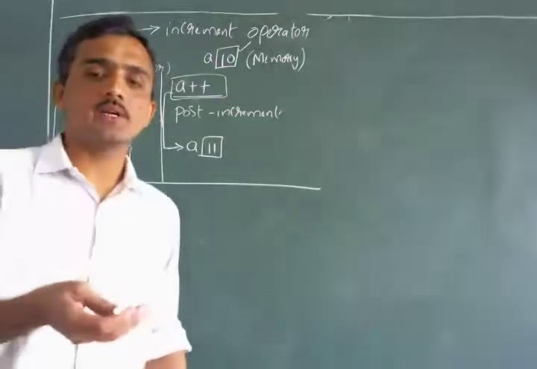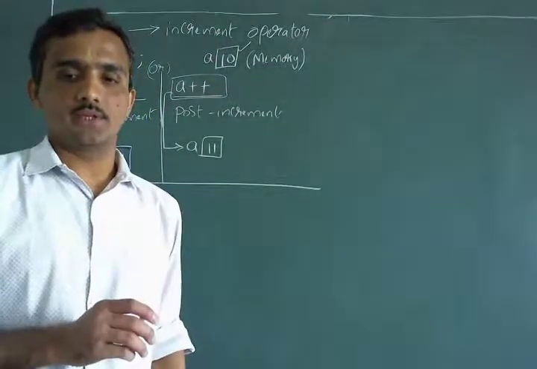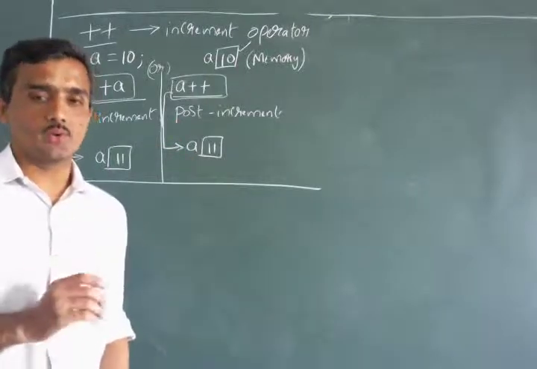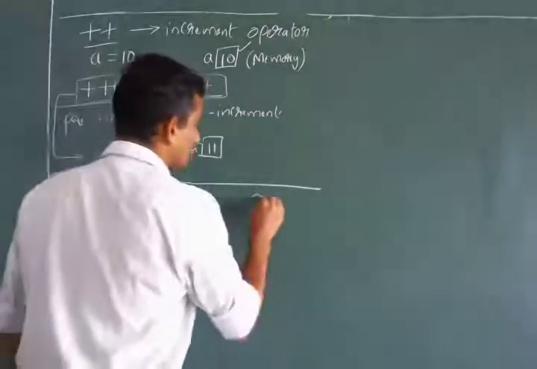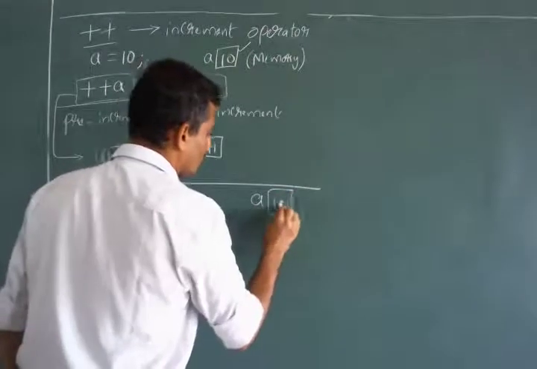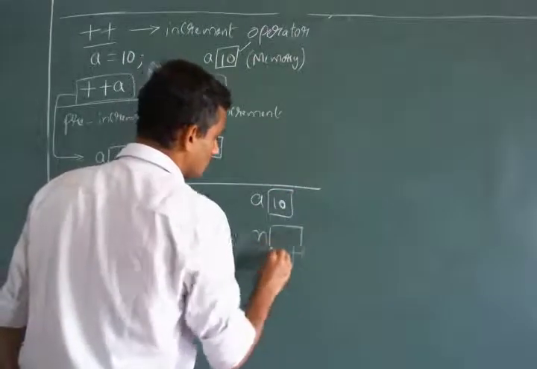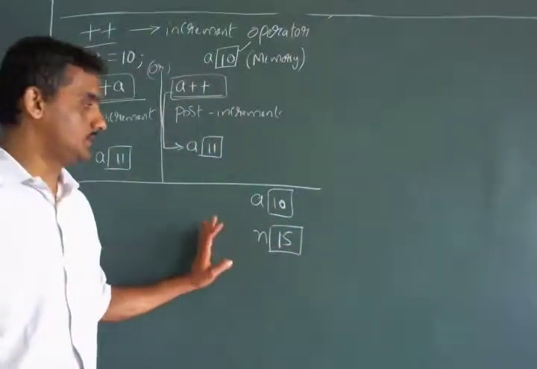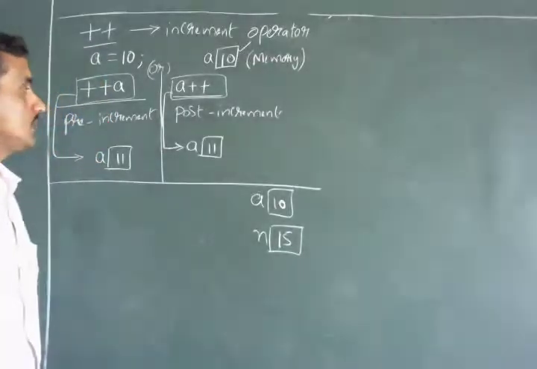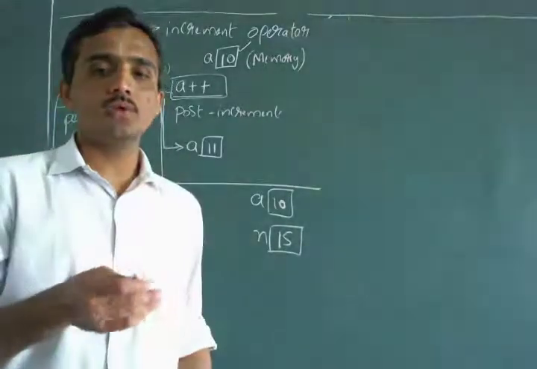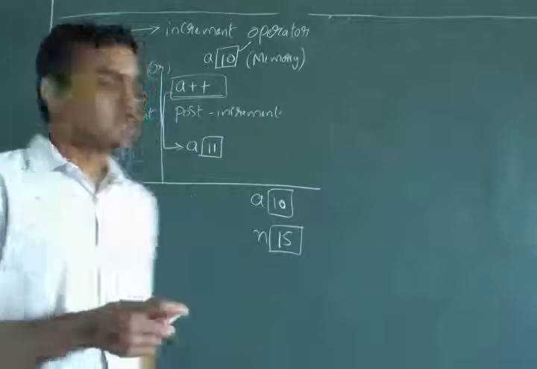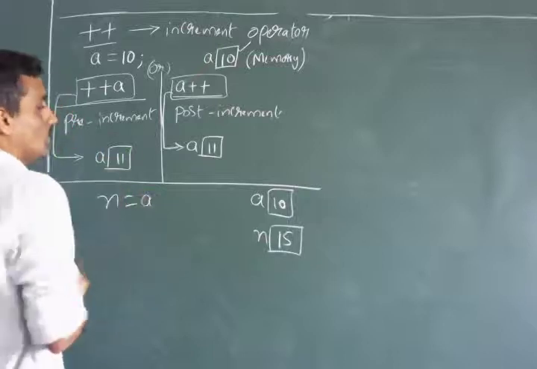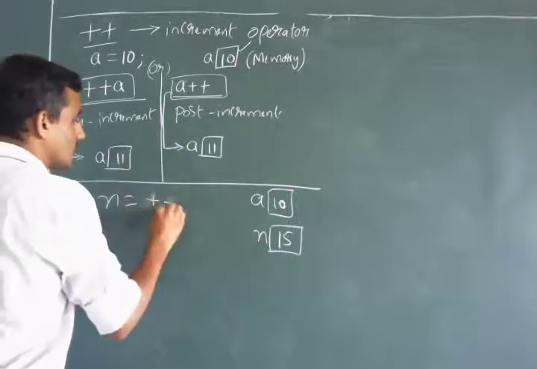One more type of operator and one more variable, because we should know the difference between pre-increment and post-increment. For that purpose, we will consider A value 10. Let me take one more variable n, and let me consider its value as 15. To understand the pre-increment process, how we have to write is n is equals to, instead of writing only A, you write plus plus A.